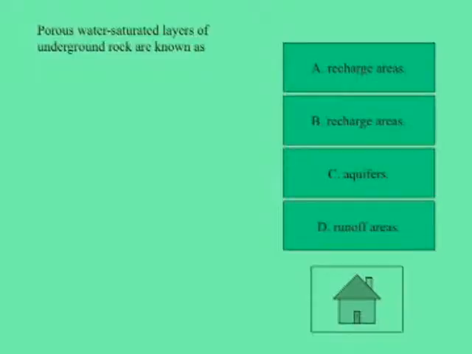We're doing water now for 100 points, and the question is, porous water-saturated layers of underground rock are known as A, recharge areas, B, recharging areas, C, aquifers, or D, runoff areas. The answer is aquifers, which is C.